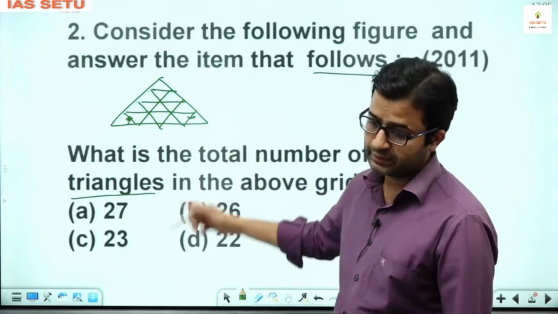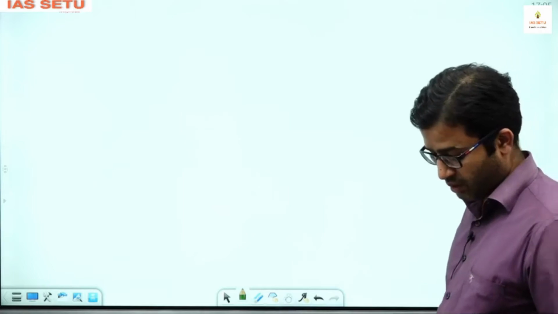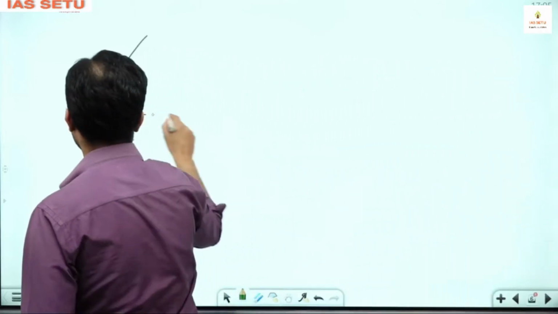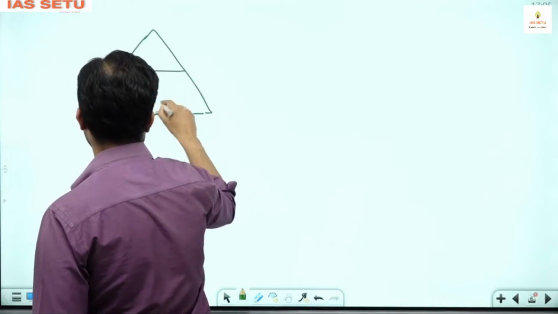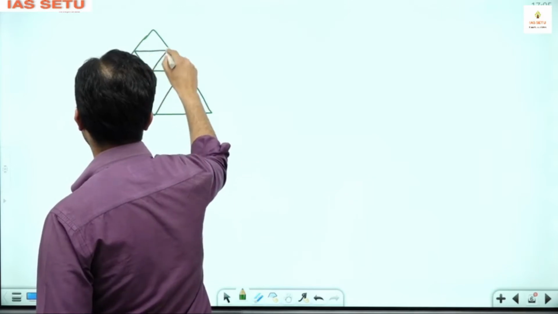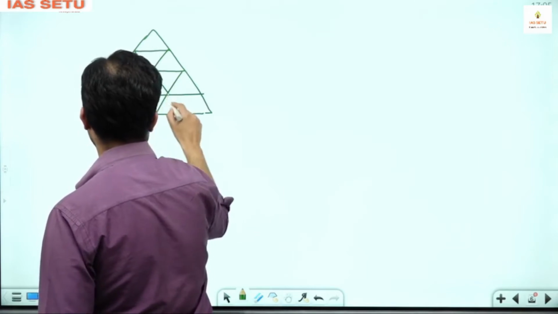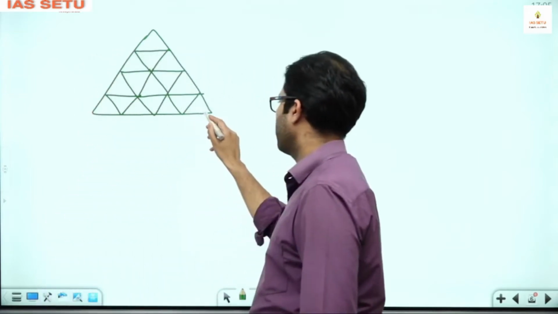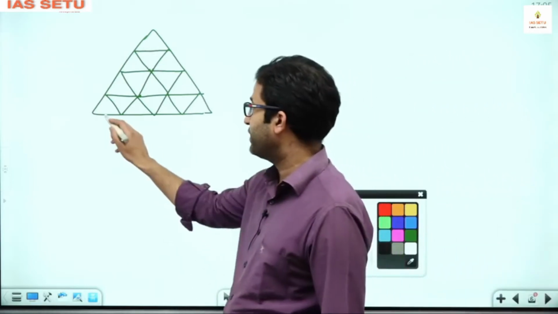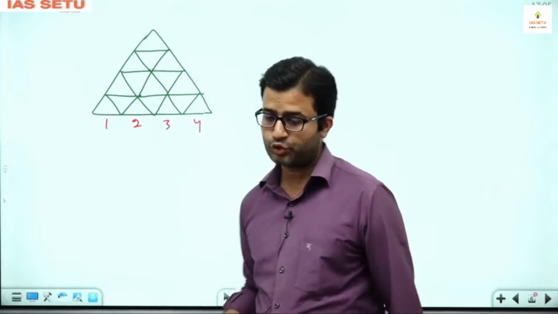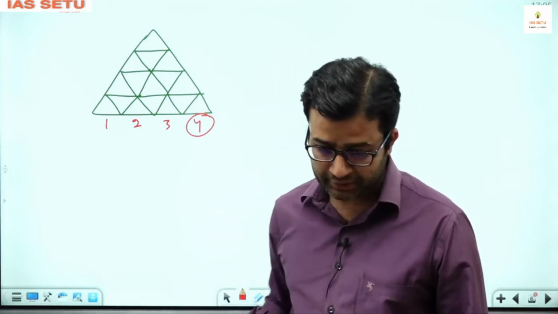It is not complete grid. If it is a complete grid, then it is easier. I tell you how come. I tell you the short trick. If it is a complete grid, but if it is not complete grid, then we have to do manual counting, but that is in sequence. So we will see this base is divided in 1, 2, 3, 4 part. So it is 4. Sometime base is divided in 5 part, base is divided in 3 part.